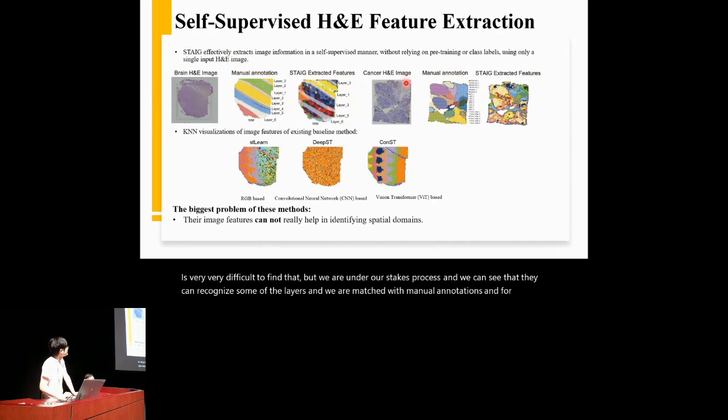For the cancer images, we can also see that STAIG splits the cancer regions and the normal regions. However, we compared with existing baseline methods like STLearn, DeepST, or ConST. Some of them use RGB-based feature extraction, or CNN-based or transformer-based. We can see that their feature embeddings are meaningless. They do not match the manual annotations. So their problem is that these features cannot really help to identify the spatial domains.